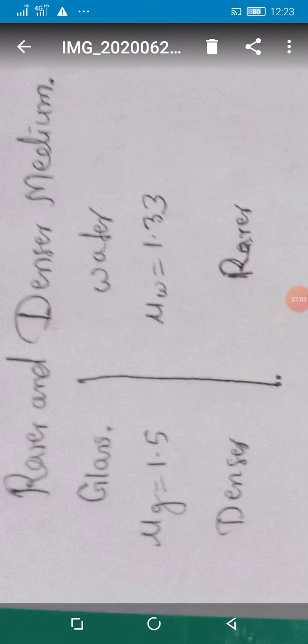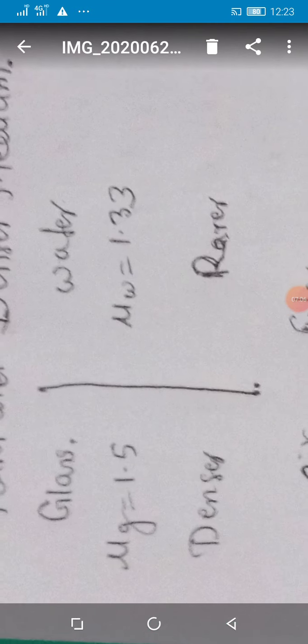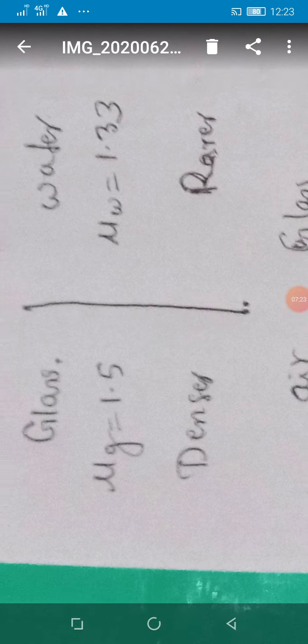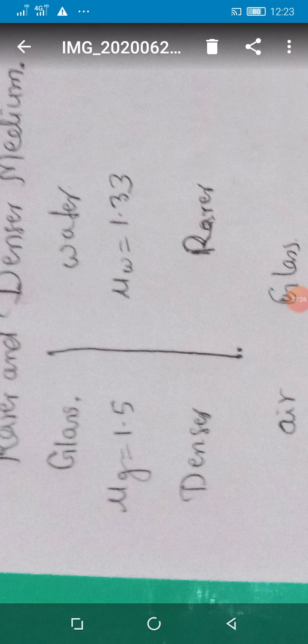Now students, I am coming to two more terms. See, rarer and denser medium. Now if you see the example, I have written glass refractive index is 1.5. Remember, students, I am talking about absolute refractive index. Absolute means one medium is air. And I have written refractive index of water is 1.33. Now you see whose value is higher, students. You can see it clearly, glass. So glass will be called denser with respect to water. So if I compare two media, glass and water, glass is denser than water, and water is known as the rarer medium.